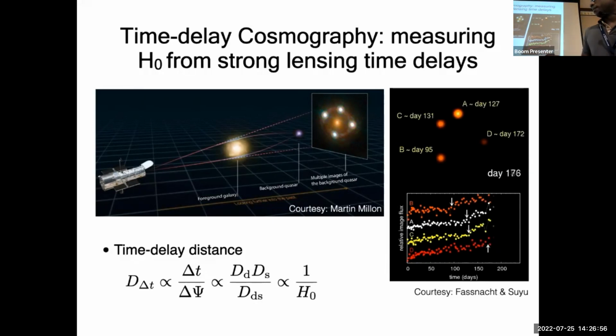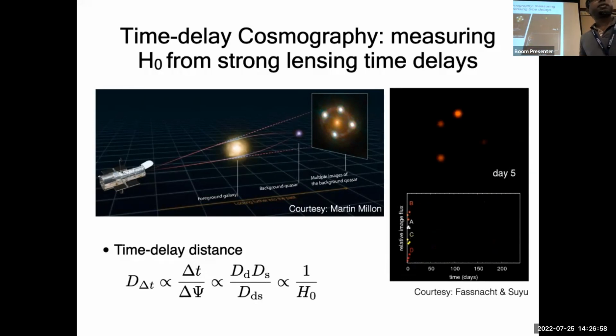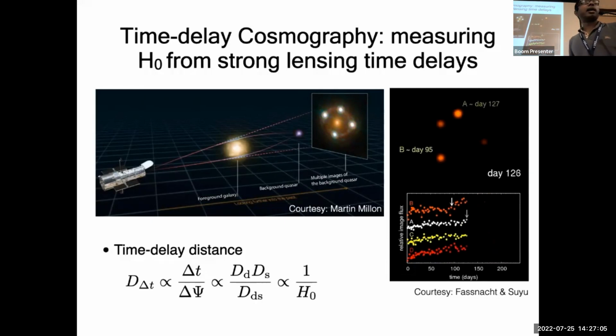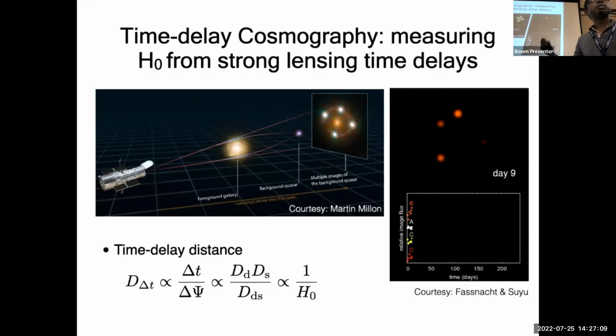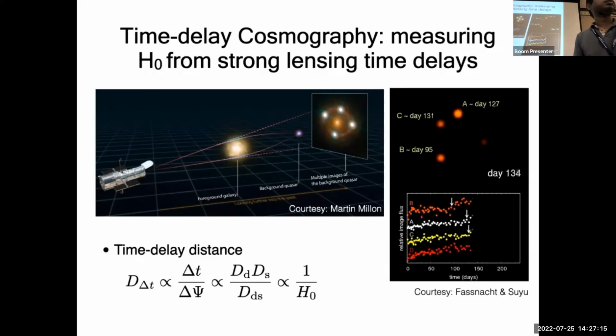Now you can see this Fermat potential difference basically comes from how mass is distributed in the lensing object, so the foreground galaxy. To get to this term, we need to model the mass distribution, which will be the main point for the remainder of my talk: how we model the mass distribution in lensing galaxies.